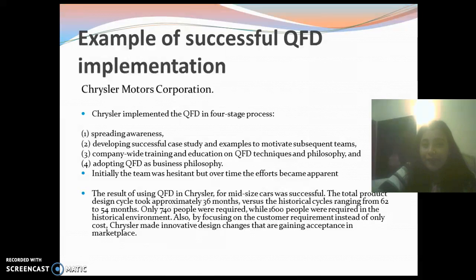We thank them and we hope QFD is followed and implemented in a lot of different companies and firms, and we all get to take advantage of it.